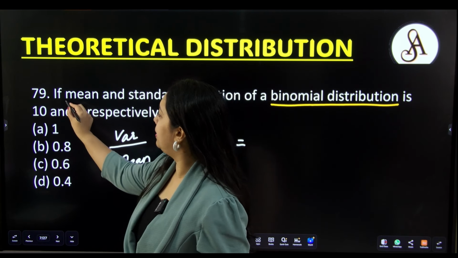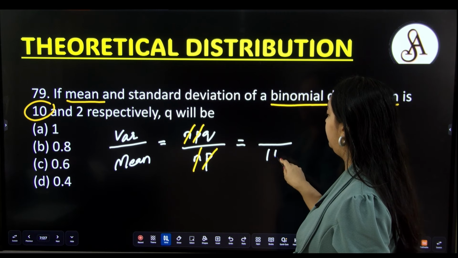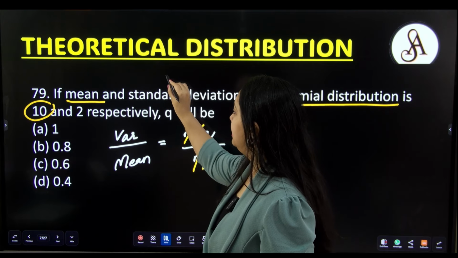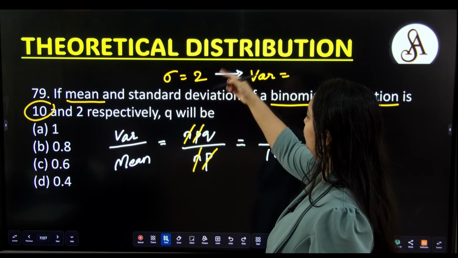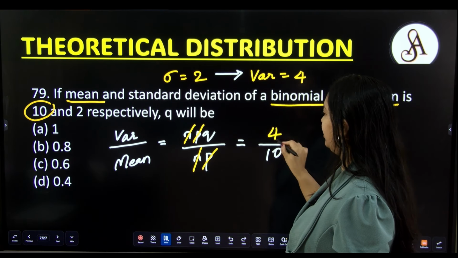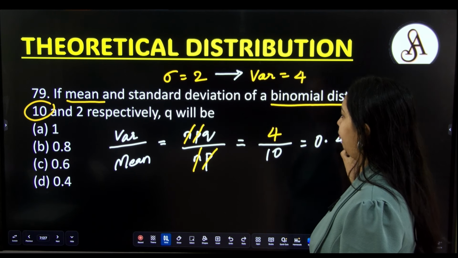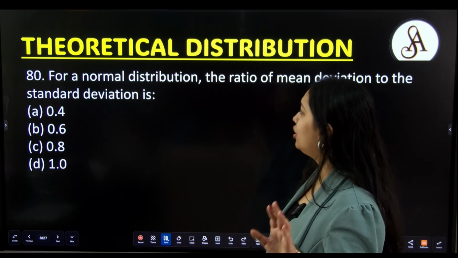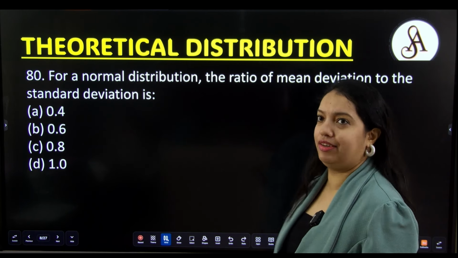So what is mean value now? 10. Putting this in my denominator, 10. What is variance? I don't know, but have they given standard deviation? Yes. Standard deviation is 2, that means variance will be 2 square, 4. So it is 4 divided by 10. What is 4 divided by 10? 0.4. Option D.